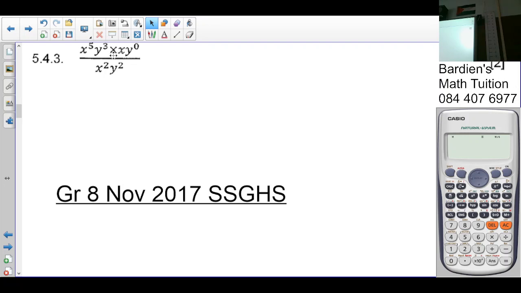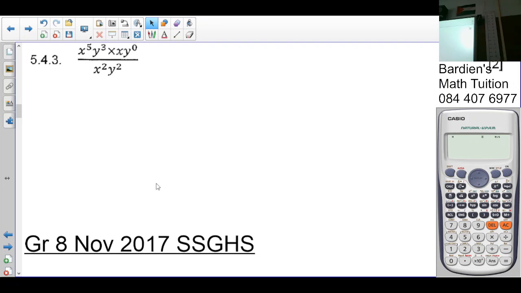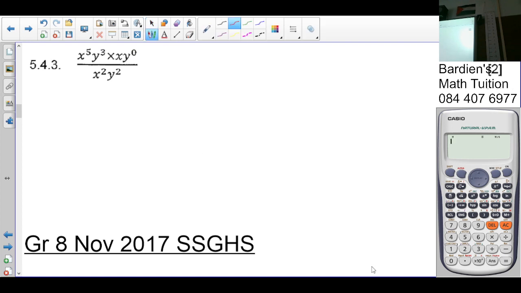The next one. When we multiply and the bases are the same, we add the exponents. So I'm going to multiply the top out first. It's going to be x to the 5 times x to the 1, x to the 6. Y cubed times y to the 0 is y cubed, over x squared y squared. Okay, or you could ask yourself, x to the 5 y cubed times x y to the 0 is going to be x to the 6 y cubed.